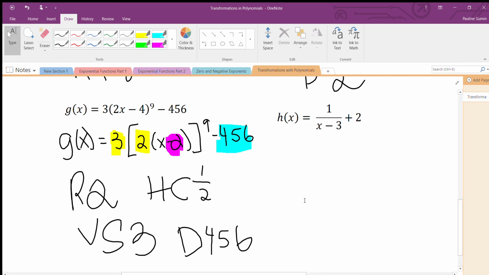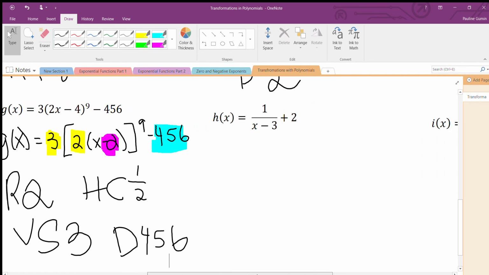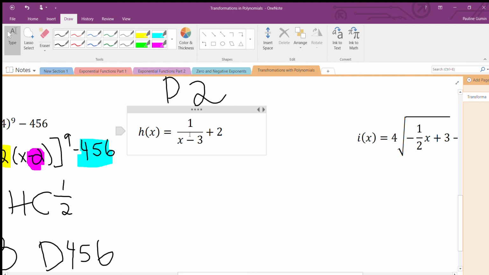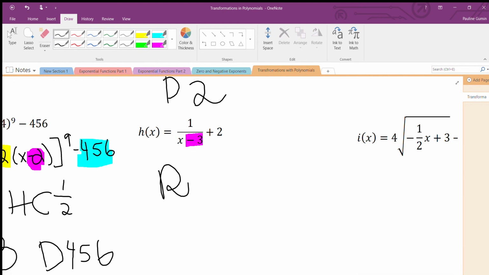All right, let's take a look at letter H. Okay, so this is going to be a rational function. We don't need to factor anything. Let's get started. We don't have any parentheses on the inside, but we do have this denominator. That -3 is to the right 3. This +2 is up 2.